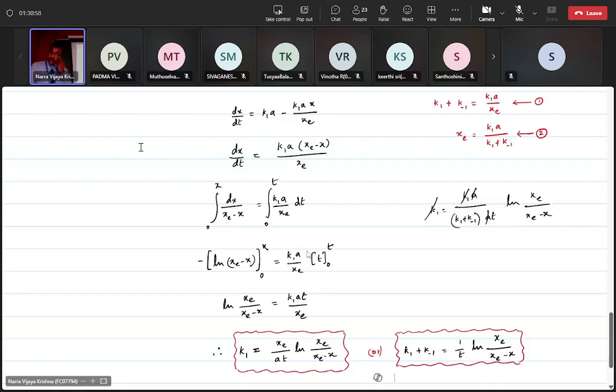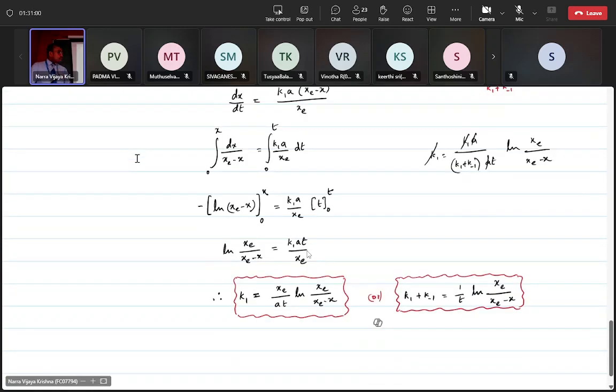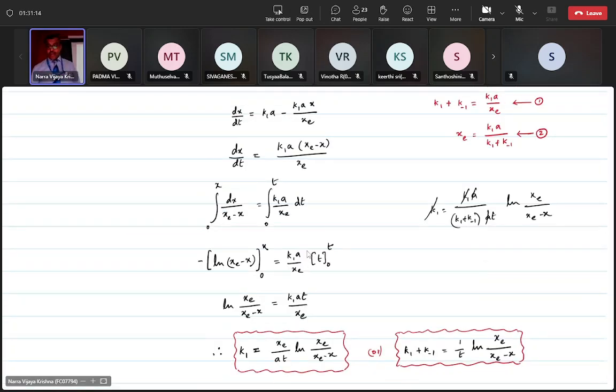Possible? No. One more. Try to bring any equation in terms of k minus 1. I want the equation only in terms of k minus 1. We got equations in terms of k1 and k1 plus k minus 1. What can you do? Subtract both. What do you get?